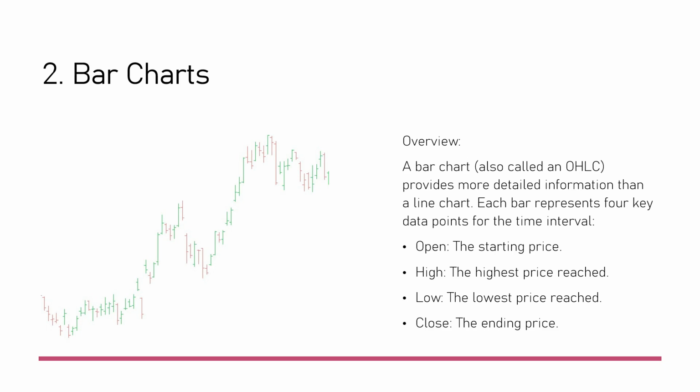A quick tip when reading bar charts: if the closing price is above the opening price, the market had a bullish session. If the closing price is below the opening price, it was a bearish session. This extra layer of detail allows traders to see potential reversals or momentum shifts that might not be visible on a line chart.